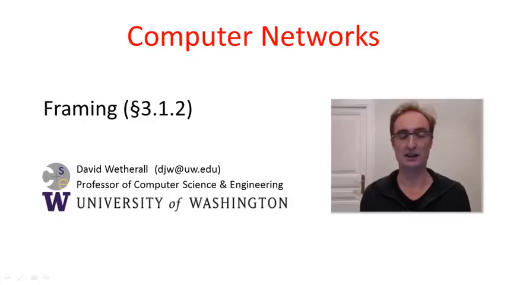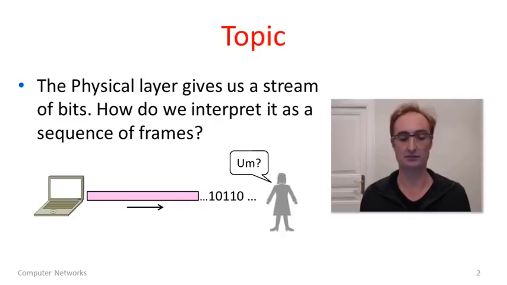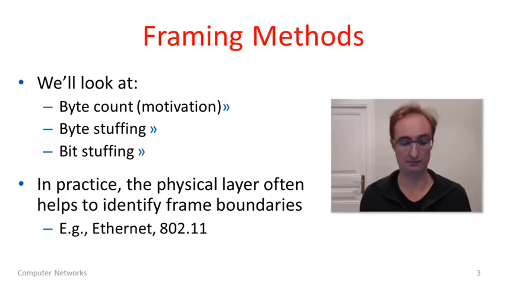G'day viewers. In this segment we'll talk about framing messages which are sent across the link layer. So the need for framing arises because the physical layer delivers a stream of bits. We've worked hard with modulation to turn signals into a stream of bits, but of course a stream of bits is not really what we want. We would like to be able to send a sequence of messages called frames across the link layer, so we need some way to delimit the start and end of those messages. That's what framing is all about.